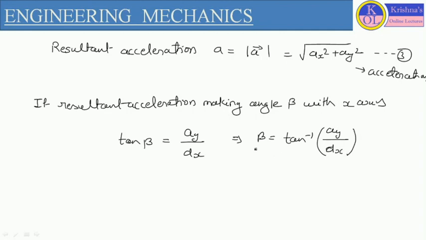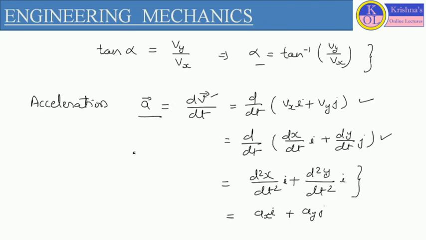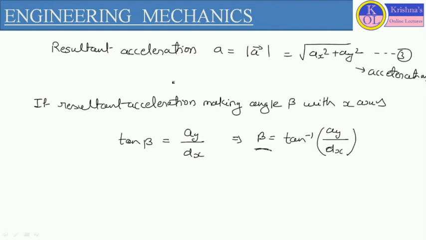With the help of this particular equation, we can define the actual direction of the resultant acceleration, and with the help of the angle alpha, we define the actual direction of the velocity, which is defined by the actual path or actual motion of the particle along the curved path.